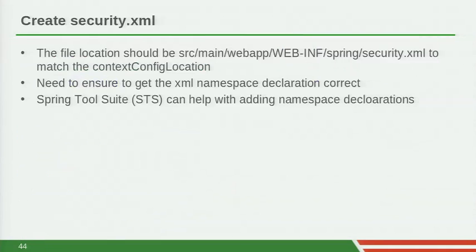So the next step is we need to create our Spring security configuration. And as we mentioned earlier, it needs to correspond to our context config location. So we're going to place it at WEB-INF/spring-security.xml. And one of the common problems is making sure your namespace gets set up correctly.